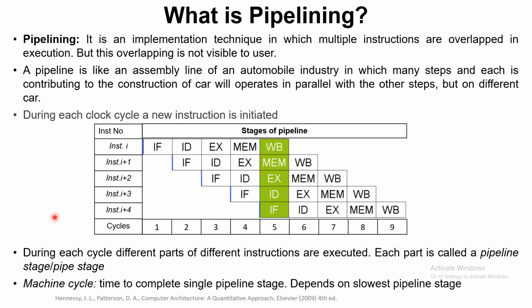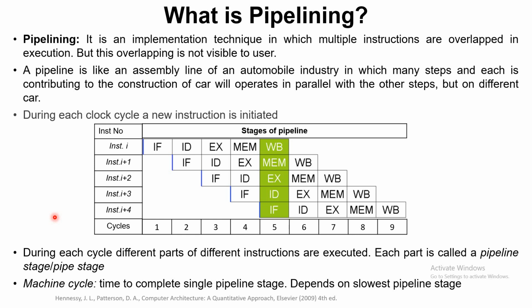So now in the pipelining, what will happen? As per the definition, pipelining is an implementation technique in which multiple instructions are overlapped in execution. So in this particular technique, more than one instruction can be performed at a time. But this overlapping will not be visible to the user. The user cannot see how many instructions and what type of instructions are being executed by the processor.